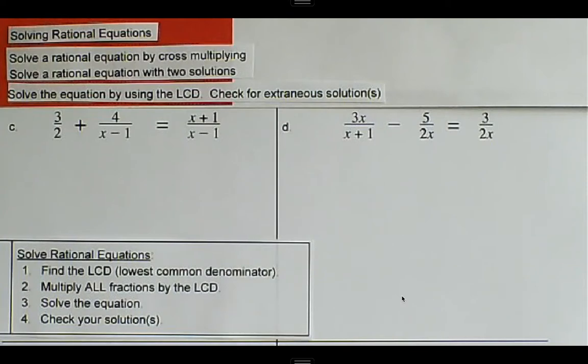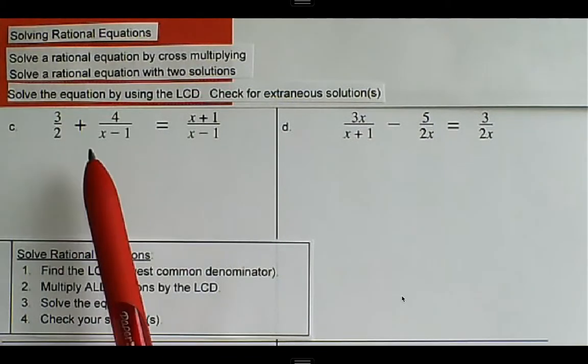We are solving rational equations, and we want to solve the equation using the LCD and then check for extraneous solutions. So the first thing is we want to figure out what the LCD is. Then we want to multiply all fractions by the LCD, solve the equation, and check for extraneous solutions.